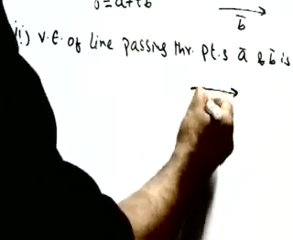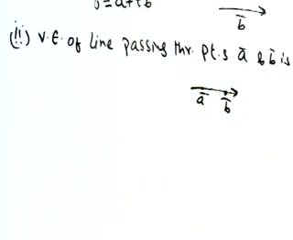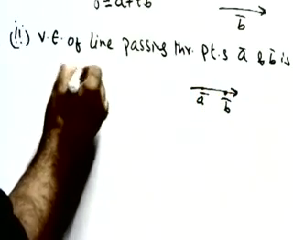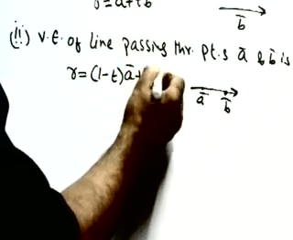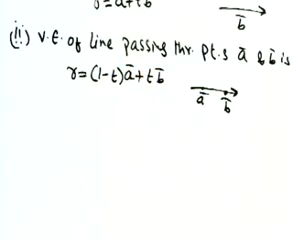In the same way, the vector equation of the line passing through two points A and B is given by R equals (1 minus T) times vector A plus T times B, where T is some scalar.